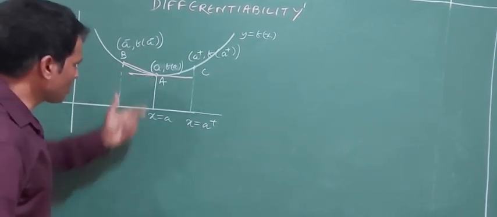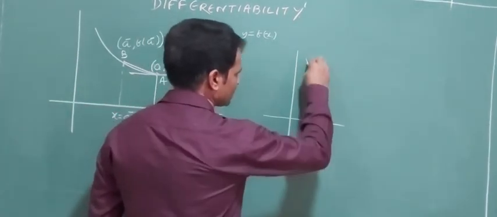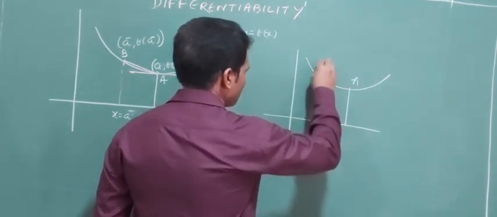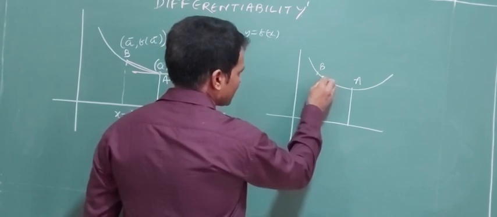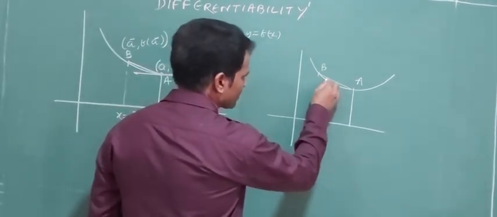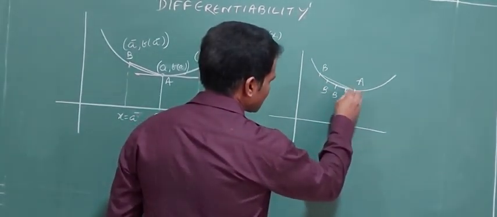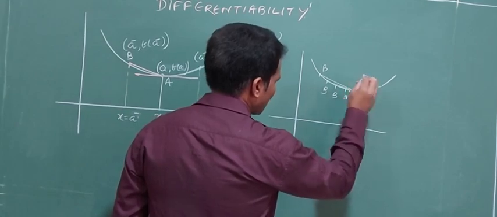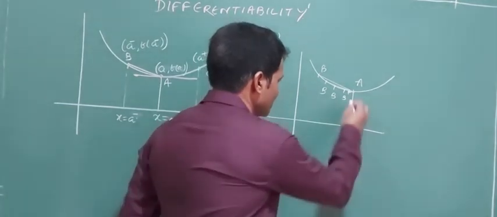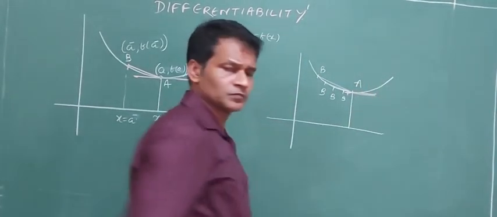When B approaches the point A, what do I mean by that? This is the point A, this is the point B. Suppose this point B comes here, now this is the chord. As this point B comes closer, the chord approaches the tangent. The tangent that I draw at the point A and this chord are almost equal.